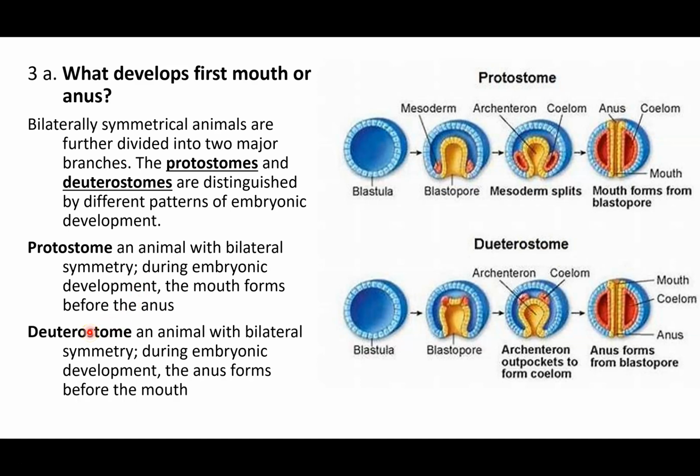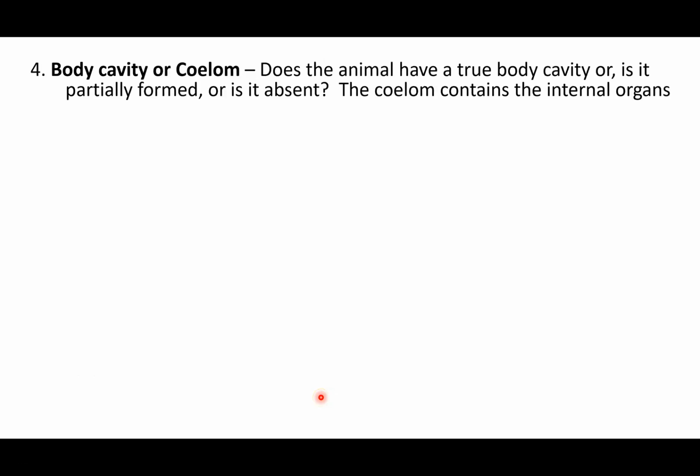Whereas a deuterostome is an animal with bilateral symmetry, during which the embryonic development, the anus forms before the mouth. So the anus is forming before the mouth.